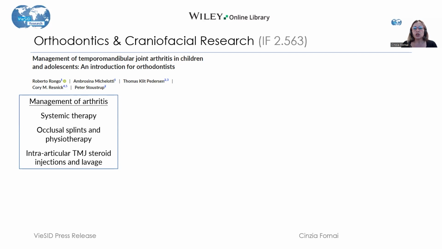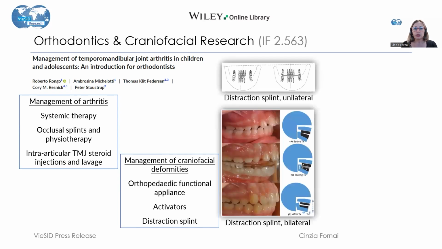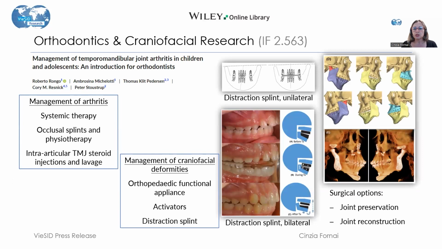Discussed also steroid injections and lavage, which they found controversial for their effects are not curative, although they provide some immediate benefits. For the management of the craniofacial deformities, Rongo et al. Reported about orthopedic functional appliance, activators, and distraction splints, together with the surgical options, which, according to the authors, are difficult to manage and entail high risk. I suggest reading this paper for the appreciation of the clinical aspects I couldn't render here.